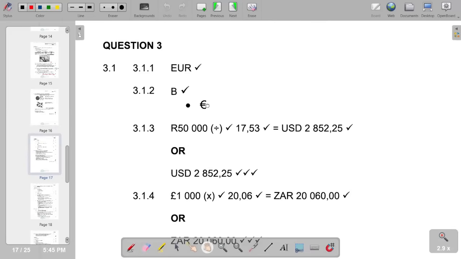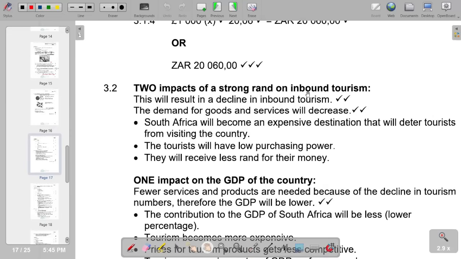So on that part, we are saying impacts of a strong rand on inbound tourism. This will result in a decline in inbound tourism, and also demand for goods and services will decrease. South Africa will become an expensive destination that will deter tourists from visiting the country. The tourists will have low purchasing power, and then they will receive less rand for their money. So this is exactly what will be the result.